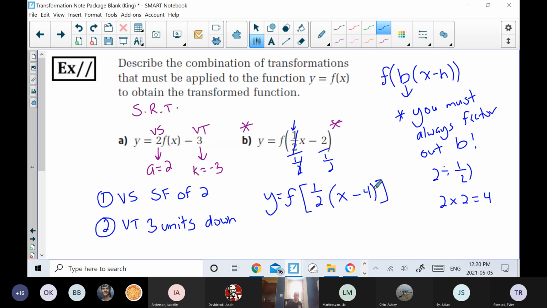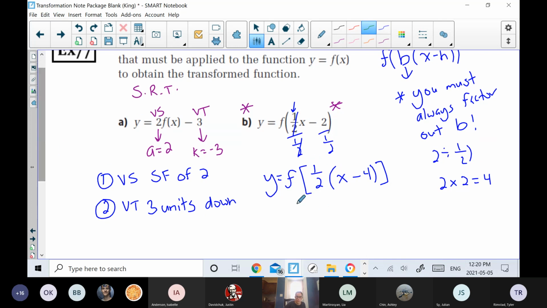When your B parameter is factored out, now we can get the parameters. So this is your B parameter, and B is 1/2. We know that B is a horizontal stretch. This is a horizontal translation. That's going to be my H parameter. H is going to be equal to 4.